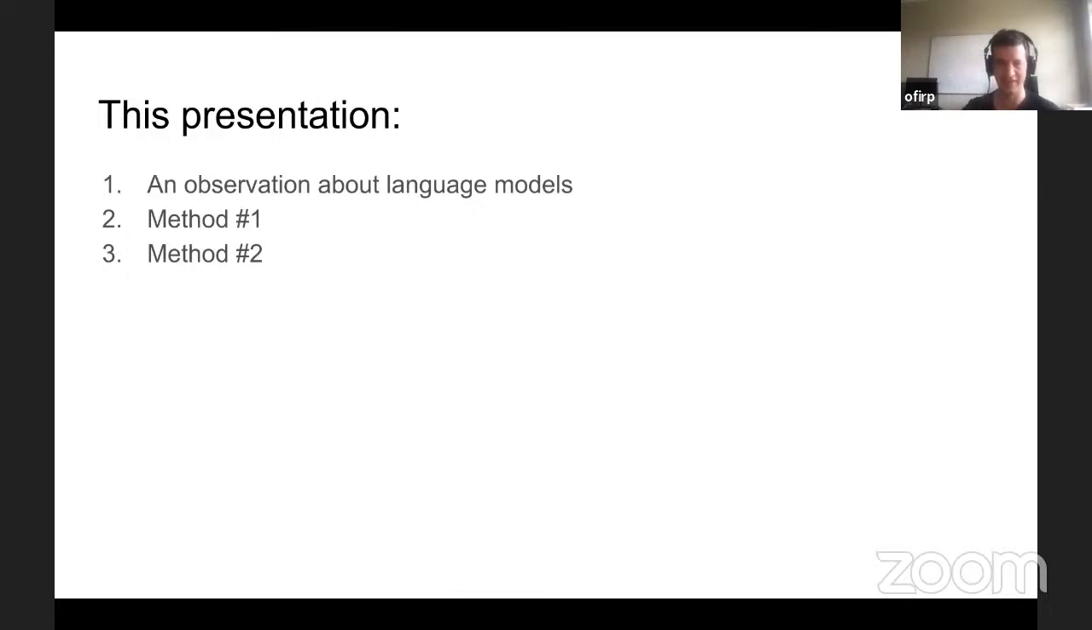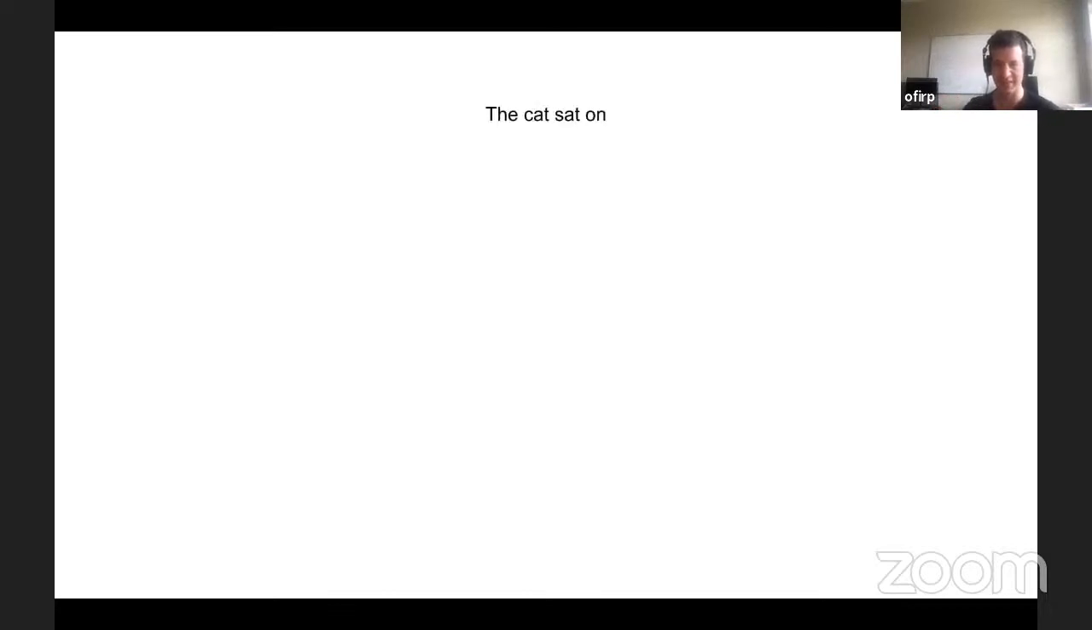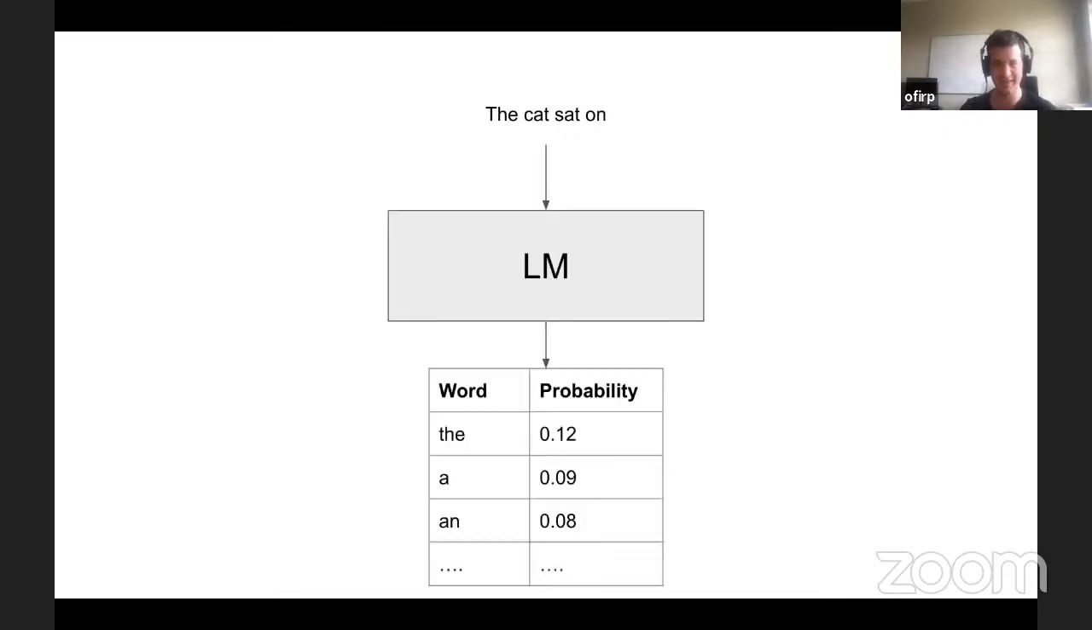Okay, so we're going to start from the observation. And to talk about the observation, I have to give a brief overview of language modeling. When we have a language model, we have a sequence of words, which we feed into the LM, and the LM spits out a probability for the next word. Everybody knows this. So in this specific example, we have 4 input words.